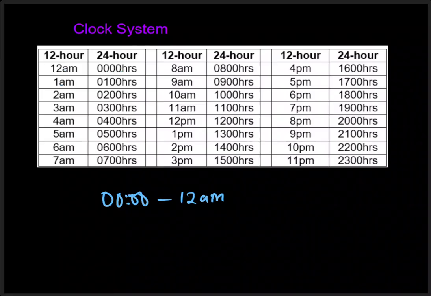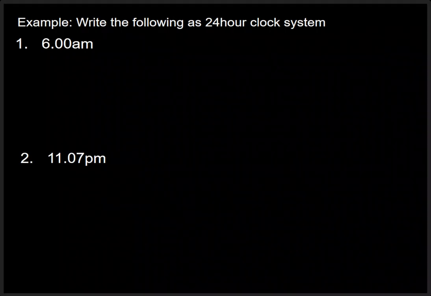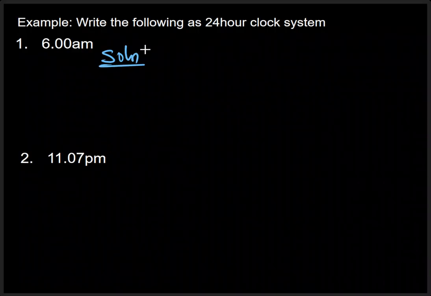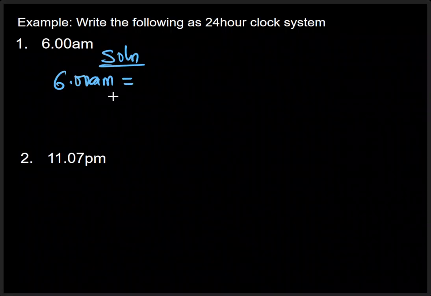Okay, so let's work on some examples on changing 12-hour clock to 24-hour clock and vice versa. Let's see what we get. We are to write the following, just two questions here, as 24-hour clock system. That's 6 a.m. That's in the morning. All right. So what do we have at 6 a.m.?